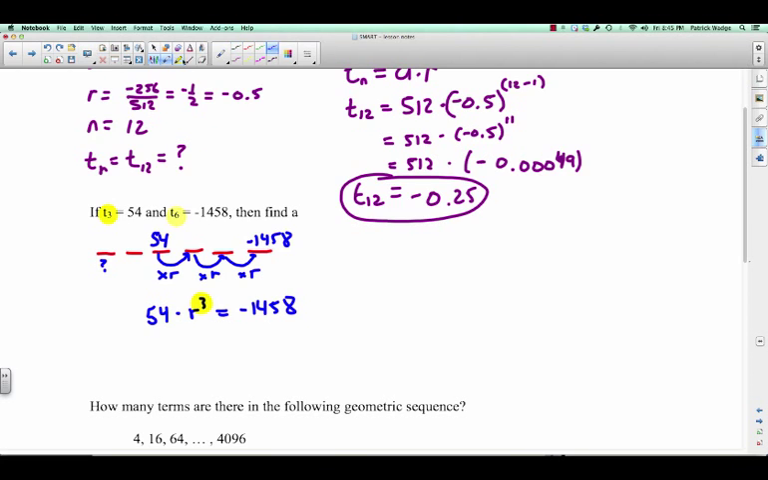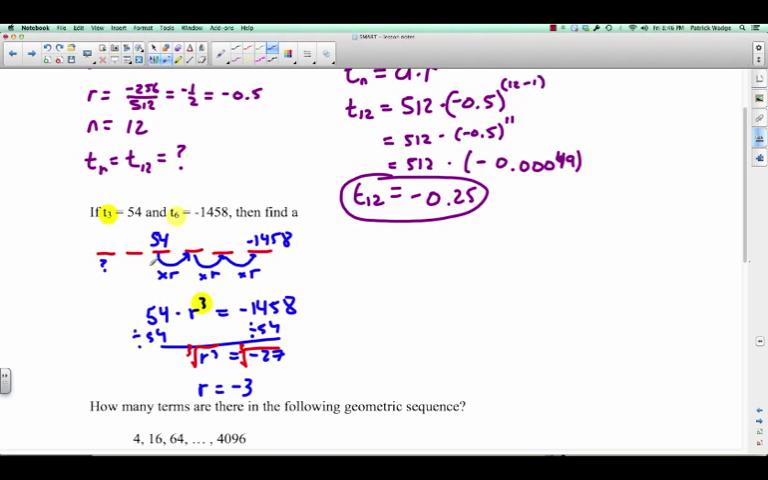Okay, we have to solve this now to figure out what r is. So let's divide both sides by 54. And if you do that, you're going to get that r cubed equals negative 27. Now, what's the opposite of cubing something? The opposite of cubing something is cube root. So we do that to both sides. So the cube root of r cubed is r, and the cube root of negative 27, what's a number that multiplies by itself 3 times to get negative 27? Well, it must be negative. It's negative 3. So that's what r is.